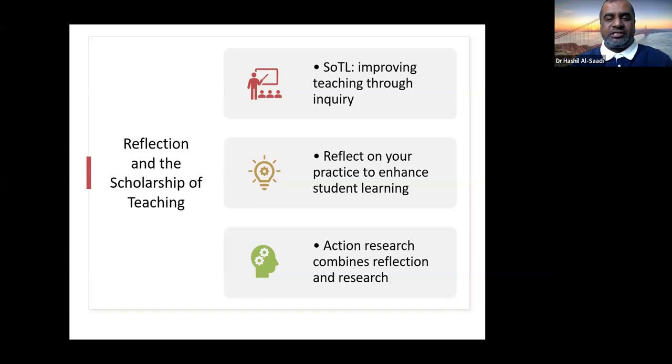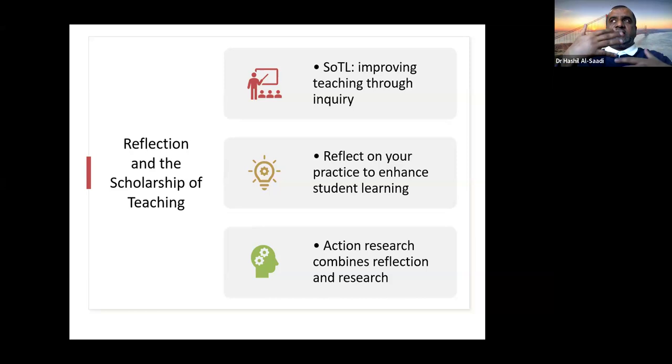Yeah, so we talk about action research, we talk about SoTL, and I have a different workshop on SoTL and also action research. SoTL stands for Scholarship of Teaching and Learning, and the purpose of that is we conduct research in order to improve teaching through systematic inquiry of what we do. So you are in a classroom, you do observations and reflection, and based on that you carry out your research.